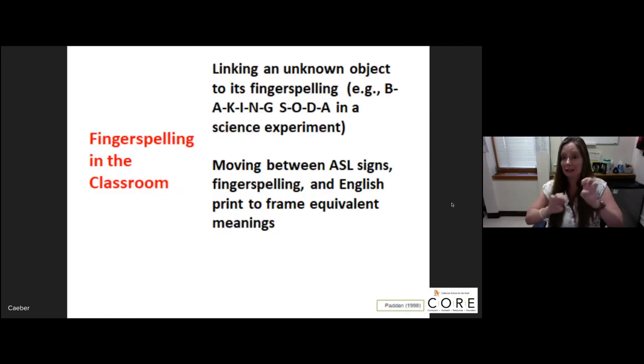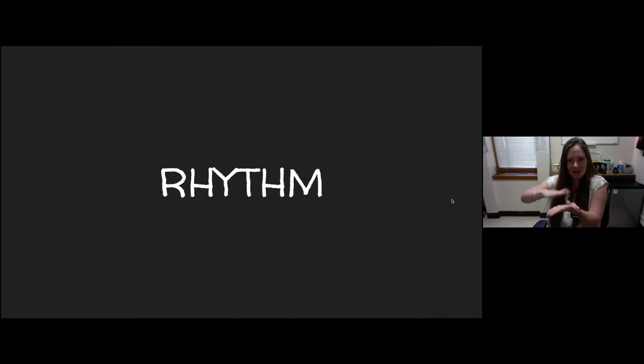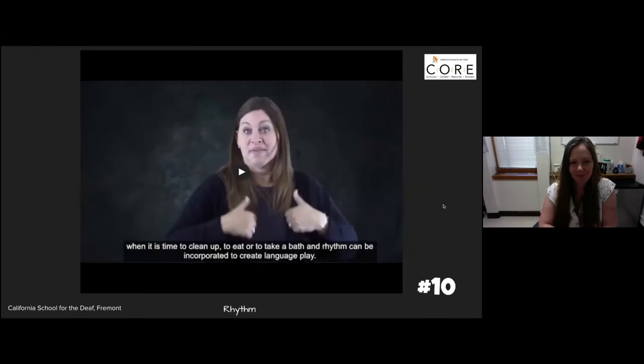So for example, in the classroom during maybe a science experiment, you could spell baking soda, show them the actual baking soda, spell it again, baking soda. And then just make those occurrences more natural with a visual and different experiences with that word. So rhythm is a fun way to include language in your classroom and at home.